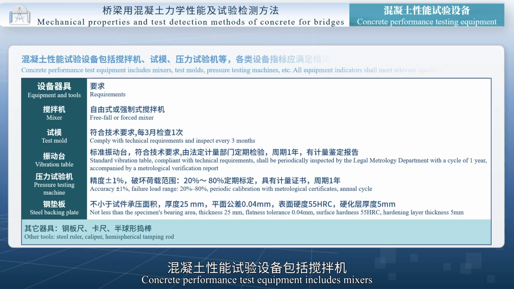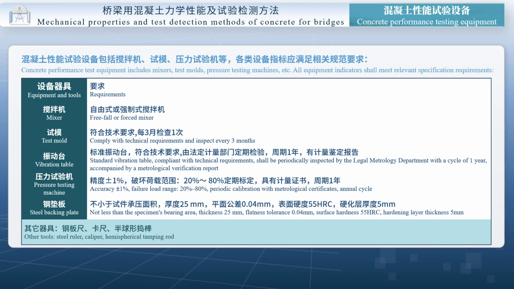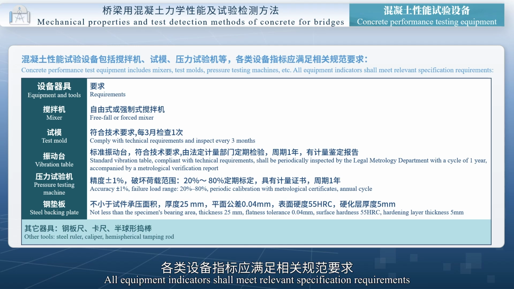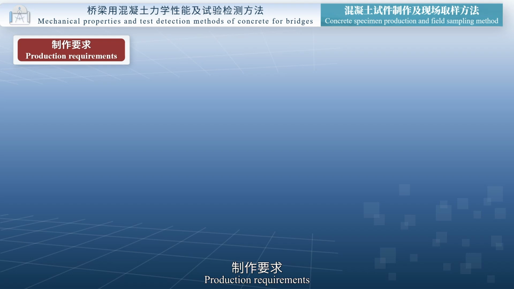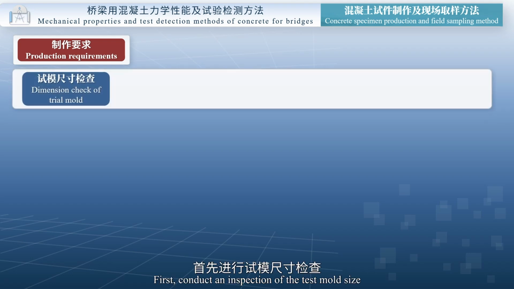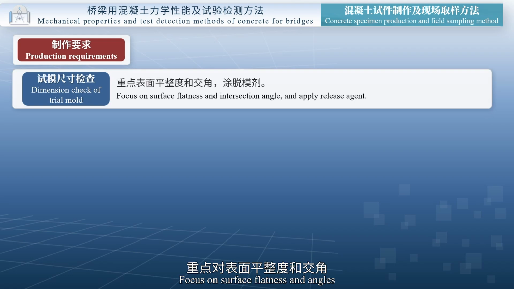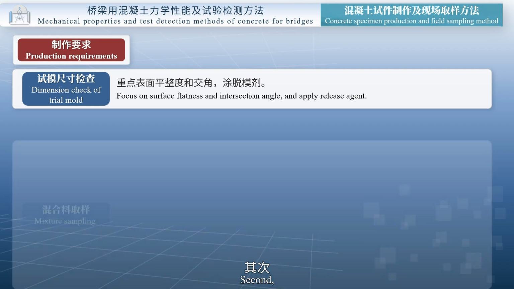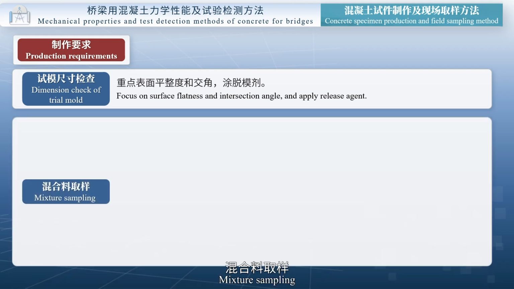Concrete performance test equipment includes mixers, test molds, pressure testing machines, etc. All equipment indicators shall meet relevant specification requirements. Production requirements. First, conduct an inspection of the test mold size, focusing on surface flatness and angles. Apply release agent. Second, mixture sampling.